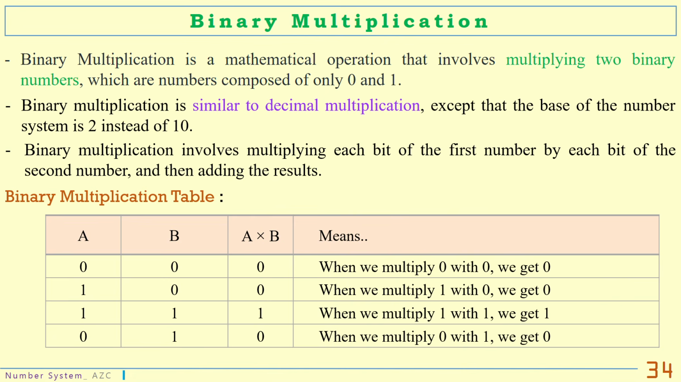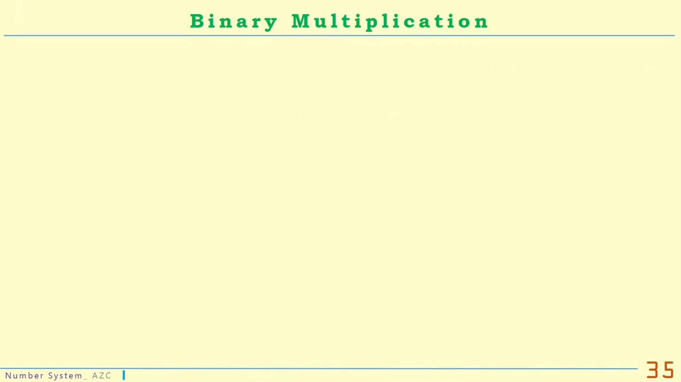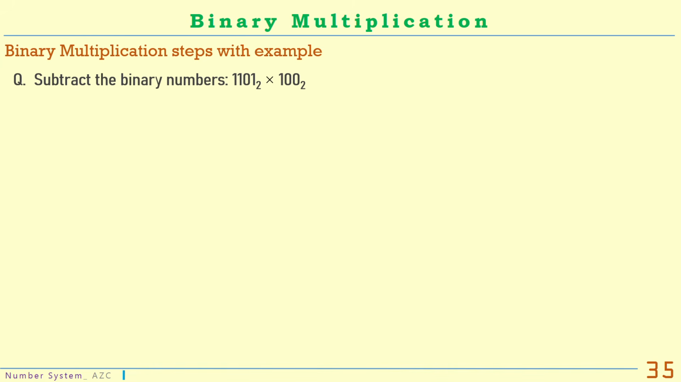Binary multiplication table. When we multiply 0 with 0, we get 0. When we multiply 1 with 0, we get 0. When we multiply 1 with 1, we get 1. When we multiply 0 with 1, we get 0. Binary multiplication steps with example. Multiply the binary numbers 1101 into 100.